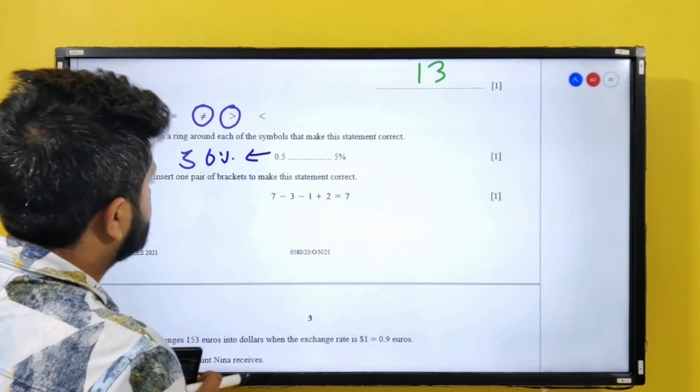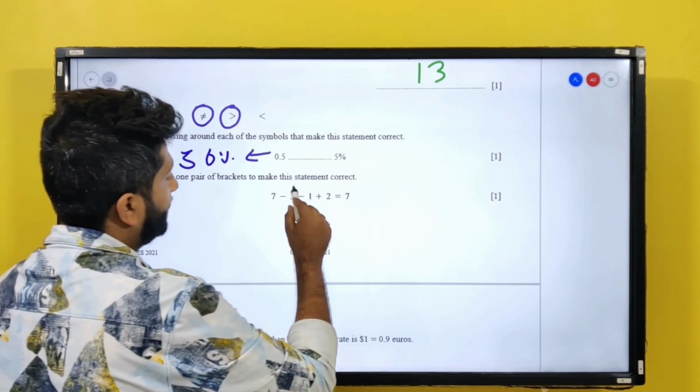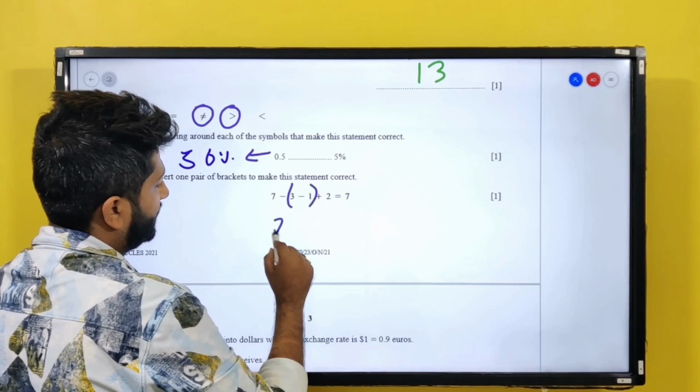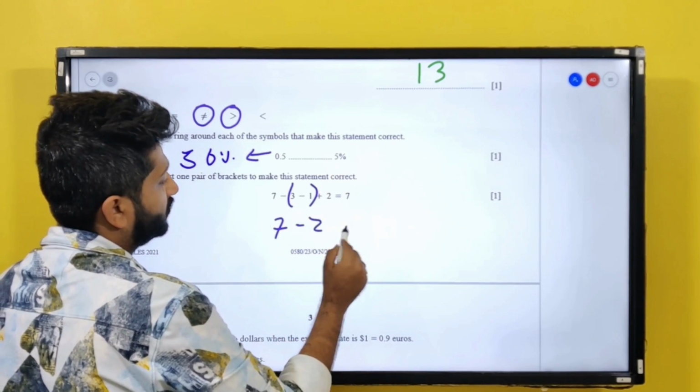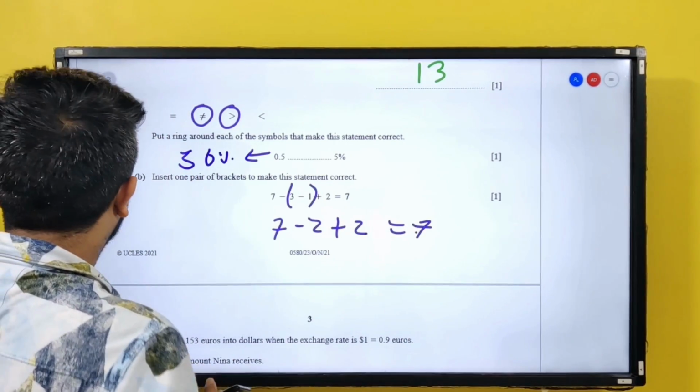Insert one pair of brackets to make sure this statement is correct. Okay. So if I put my bracket over here, I have 7, (3 minus 2) is 2 plus 2. So 7 minus 2 plus 2 is 7.